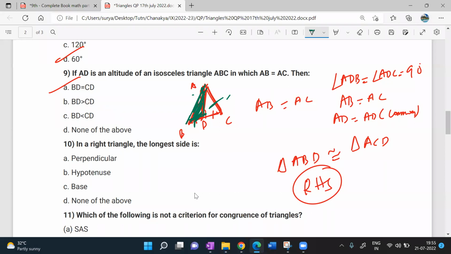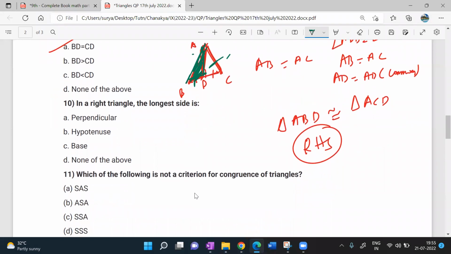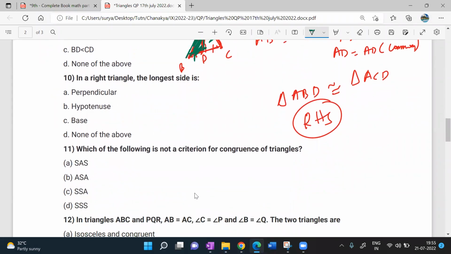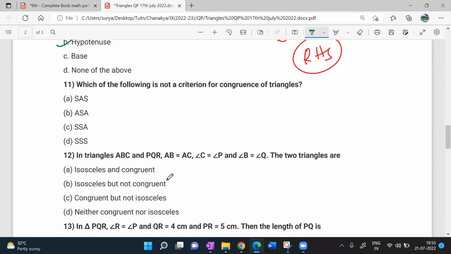Yes, sir. BD is equal to DC. Of course, both are equal. We don't even need to use this. In a right angle triangle, the longest side is the hypotenuse. Which of the following is not a criterion for congruency?